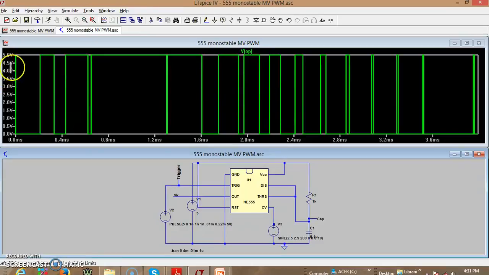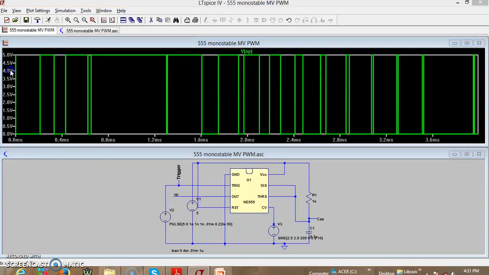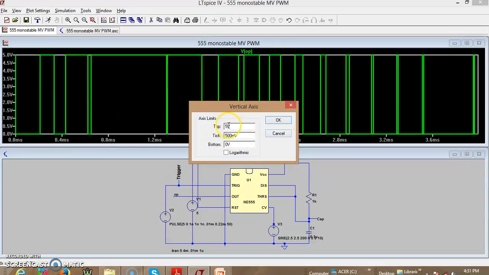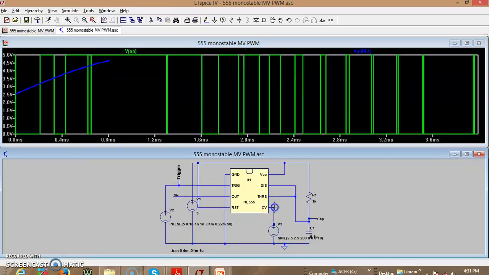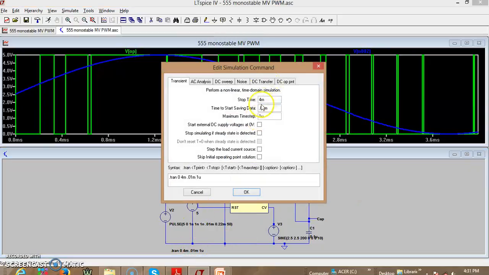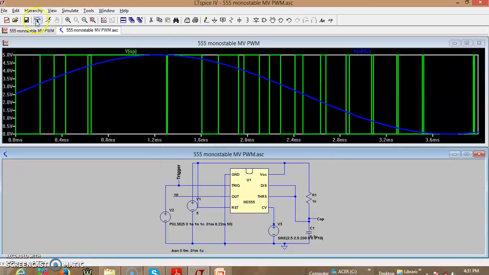If it is not clearly visible, let me change this scale. So this scale is 5. Let me make it 5.5, and the bottom let me make it around minus 0.2 volts, so that it will be more clear. Now you can see the width variation is happening. So let us see with respect to the modulating signal. Let me have the period slightly more than that. So let me just simulate up to around 5 millisecond and try to see how it looks.